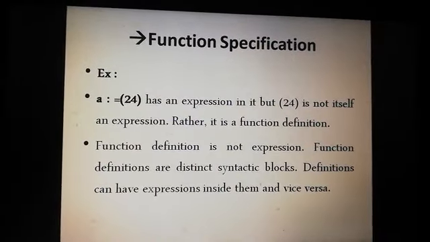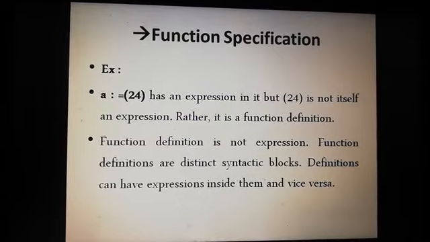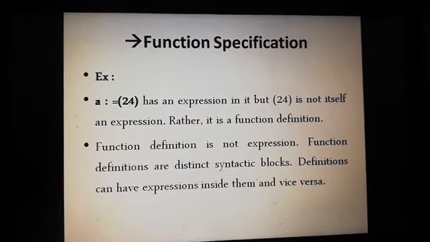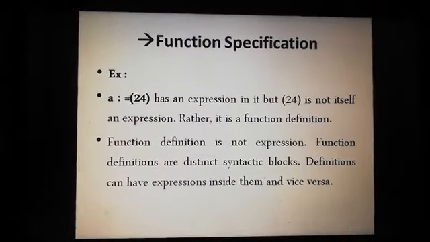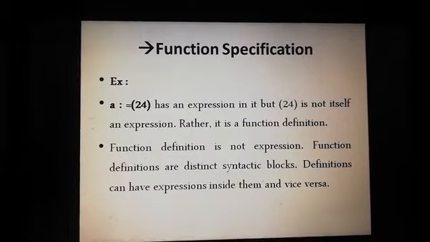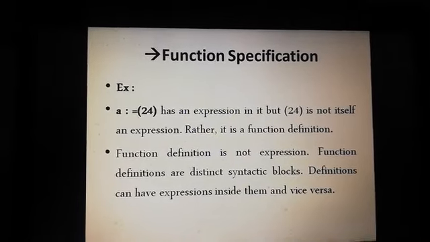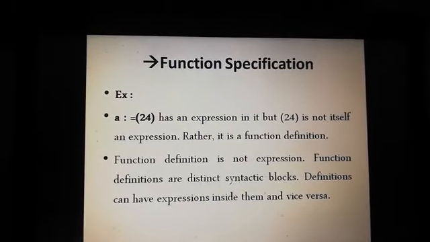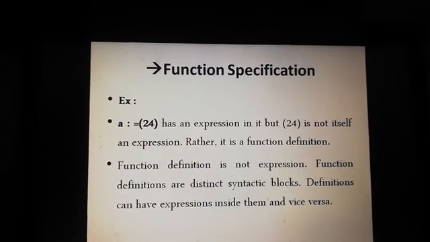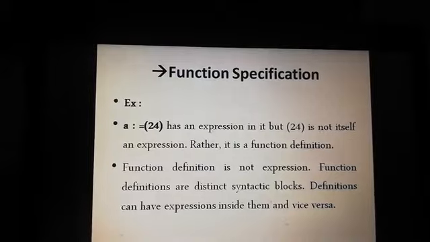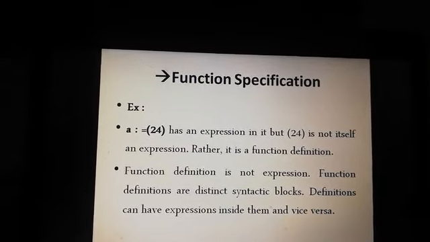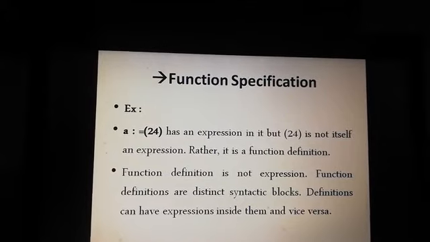Next, function specification. Inside the programming language, this function specification is also called function definition. That's the thing we use in a function in a programming language. Here, for example, a := 24. Here we are sending a value called 24. This is not an expression. This is called a function definition.